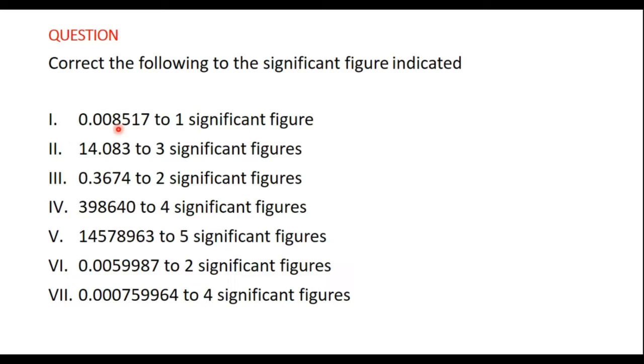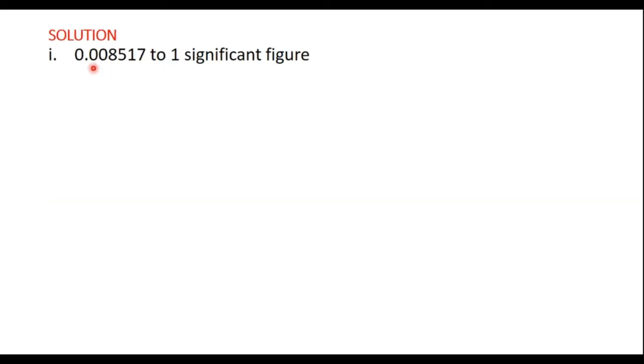Now, how do we correct this number to one significant figure? Let's look at it. If you are to correct 0.08517 to one significant figure, what you need to do is to locate the first significant figure. The first significant figure is 8. Now, what is the number after that? If the number after it is 5 or above, you are going to add 1 to the number in the position you are talking about. Right now, the number in the position you are talking about is 8. So if you add 1 to 8, you are going to get 9. Then you ignore the rest.